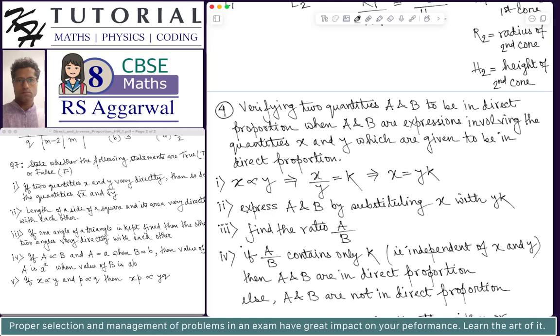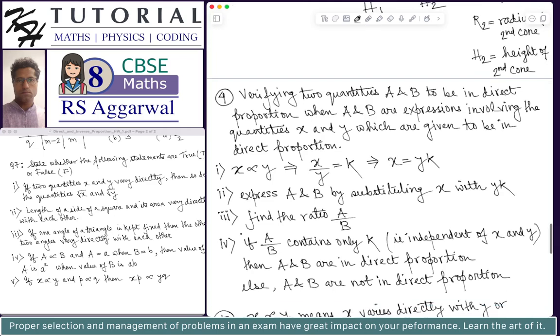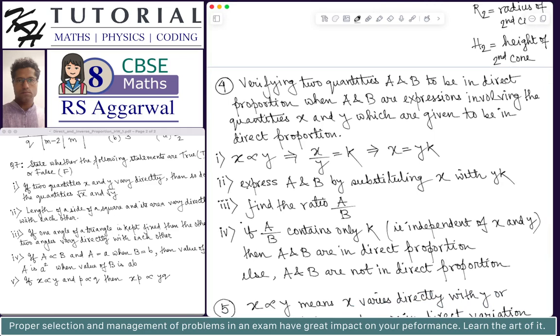So the strategy we apply to solve this kind of problem is that we know that X varies directly with Y. This will imply that the ratio of X and Y will be a constant. We can consider the constant to be K. So X by Y is equal to K, which implies X is equal to YK. We are getting X in terms of the constant of proportionality K and Y.